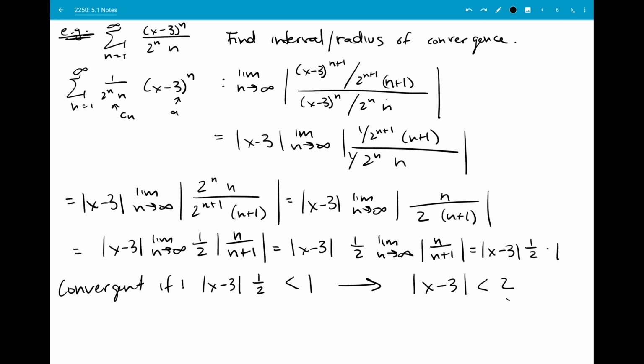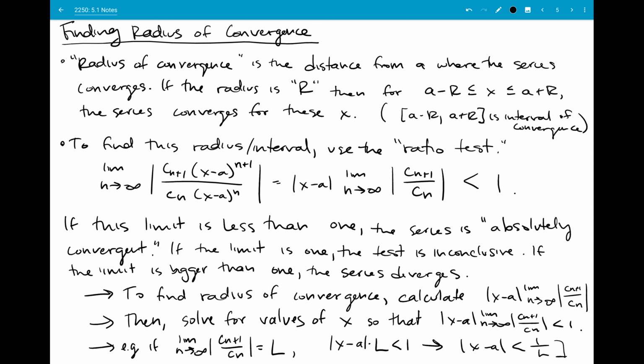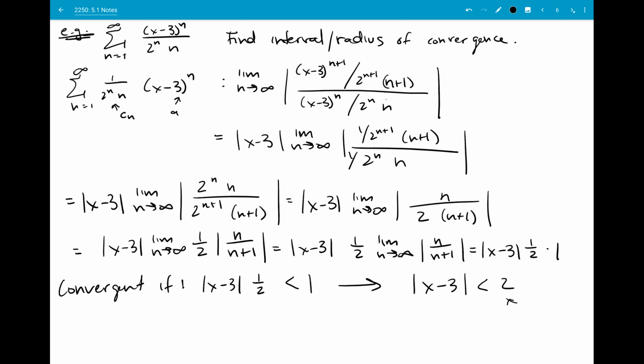So right here, this tells me the radius of convergence. I told you 1 over L gives you the radius of convergence. Now we have 1 over 1/2 gives us 2, radius of convergence. So radius of convergence is 2.